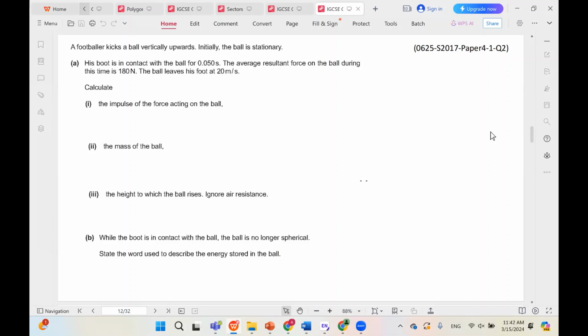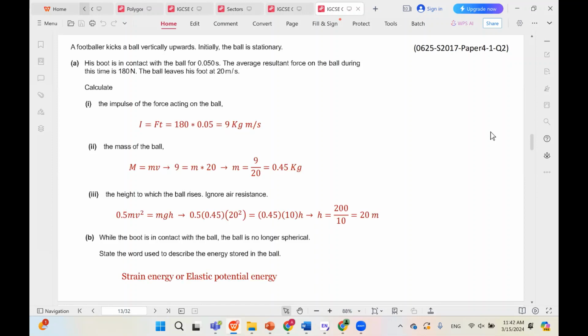So this is not strictly related to work energy power, but you're going to see in some of the later questions on this page that we're going to refer to the topic of today. So the impulse of the force acting on the ball is equal to force multiplied by time.